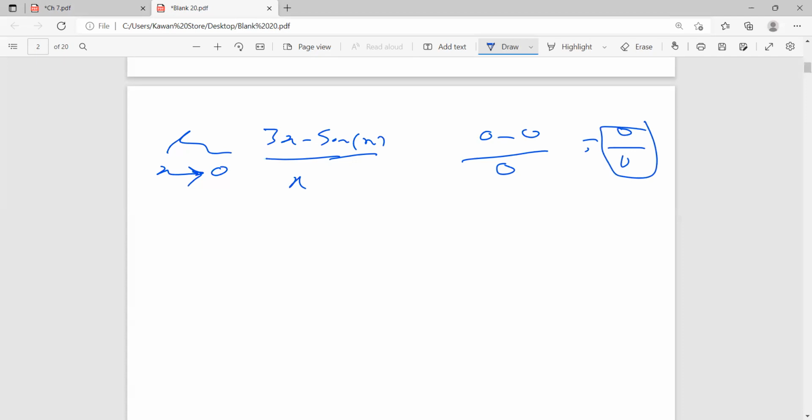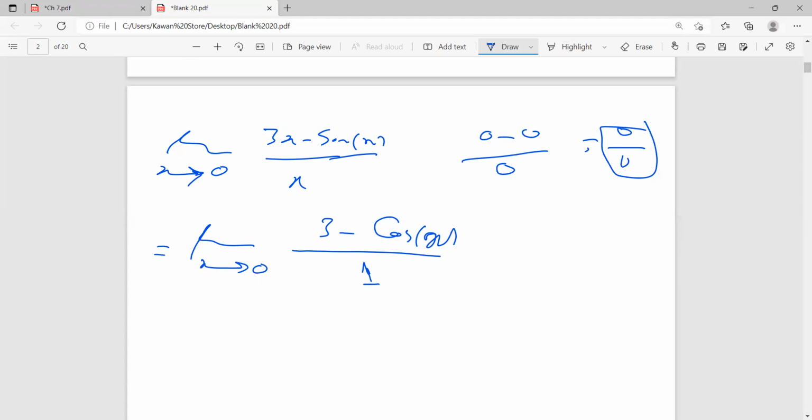Next, I will have what? The limit still remains. So derivative of numerator, 3 minus cosine of x. How about denominator? Only 1. All right. Then what shall we do? Again, substitute 0.